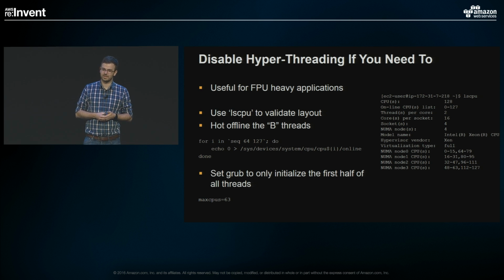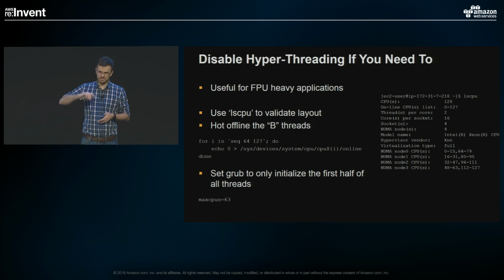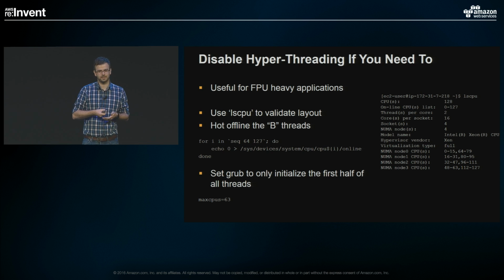And you can do this 2 different ways. The first way that you'll see here is you can do it online. So this is just a simple for loop in Bash. And what it's doing is it's disabling every online processor. Now, this is a great option because it doesn't require a reboot. However, the downside of this is that it could potentially cause system instability because you're disabling processors that applications might be running on.